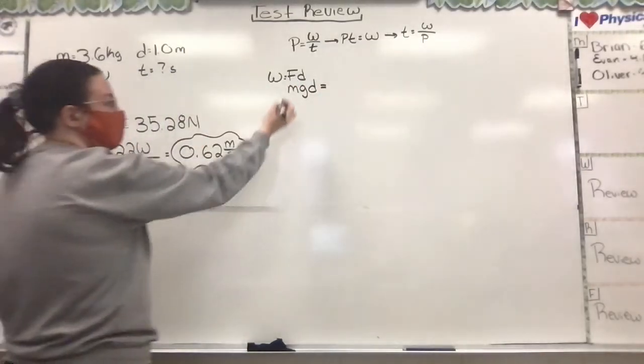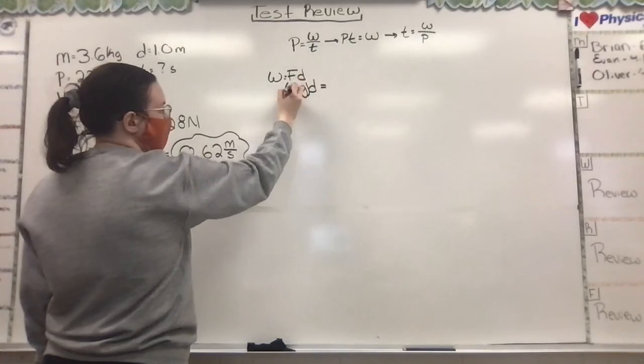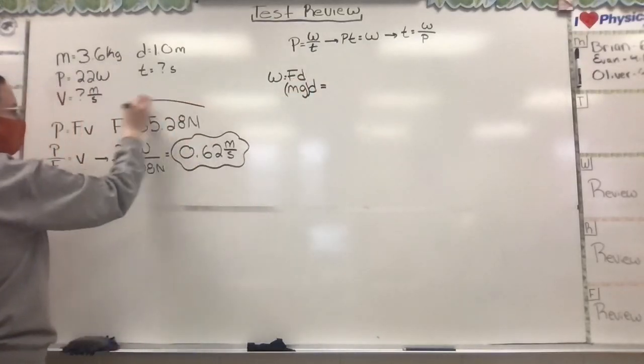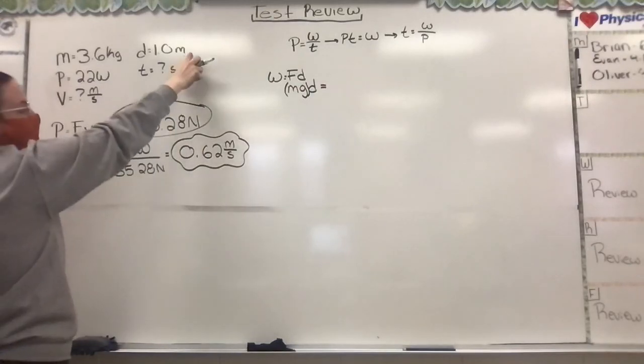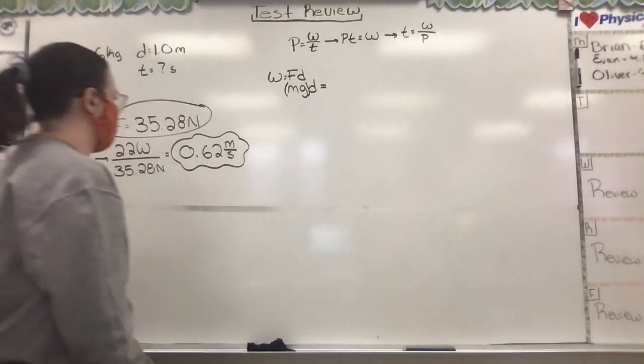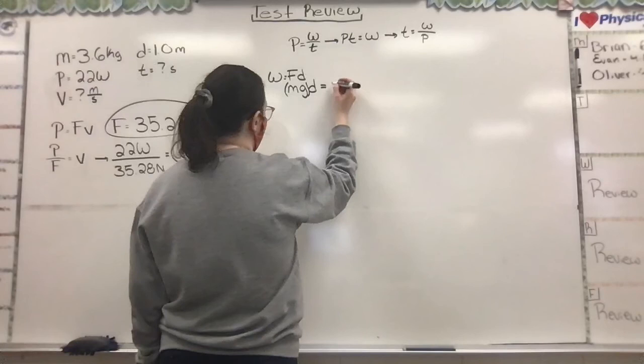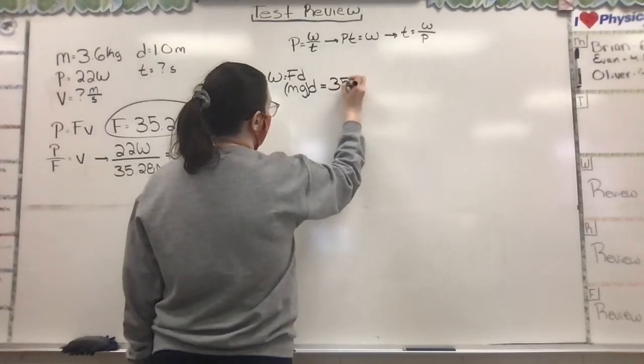Because mg is force, you guys. That's how we find force. You've already found it right here. So you're going to take that, multiply it by the distance. What does that give you? That's mental math, you guys. You're multiplying it by 1. 28. What are the units?